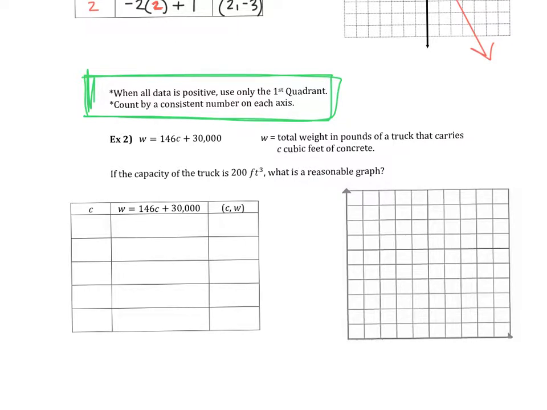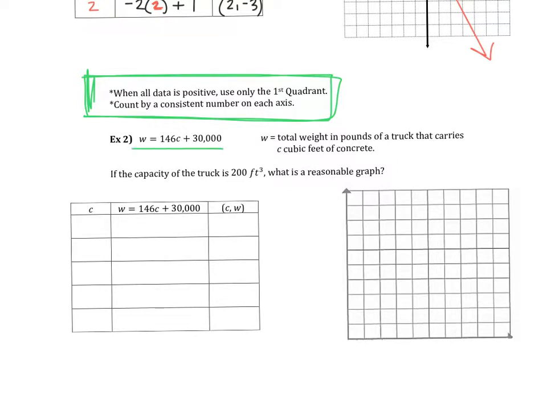Now, this number can be different than this number. Like I can count by 1s on my x-axis, 1, 2, 3, 4, and count by 5s on my y-axis, that's fine. But on an axis by itself, it has to count by a consistent number. So if you're counting by 5s, count by 5s the whole way. If you're counting by 2s, count by 2s the whole way. Good with that? Okay. All right, so let's look at example 2 here.